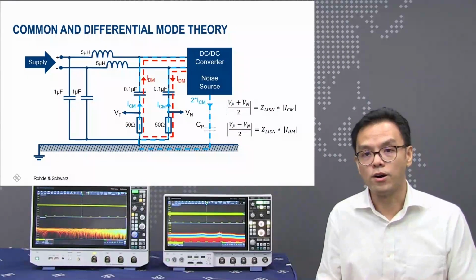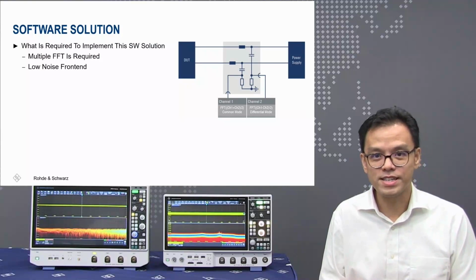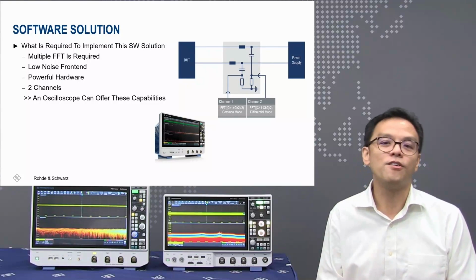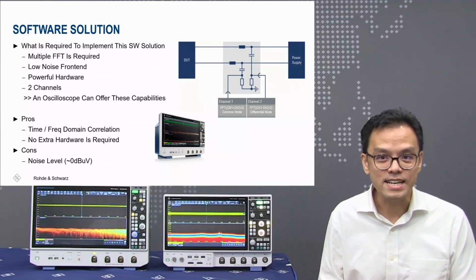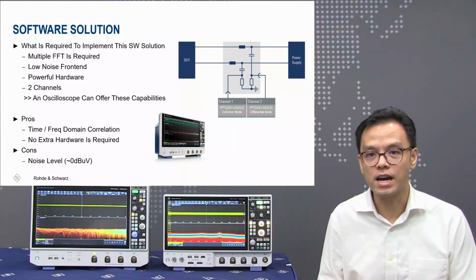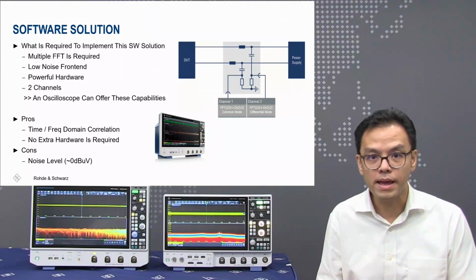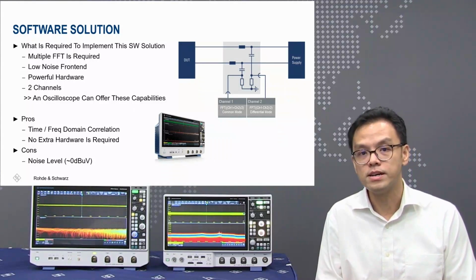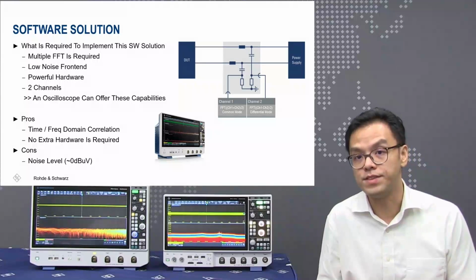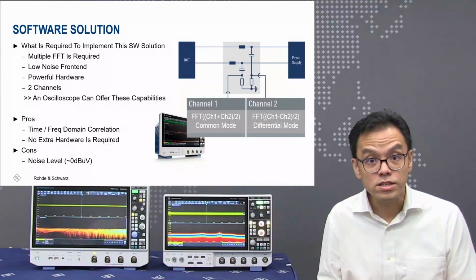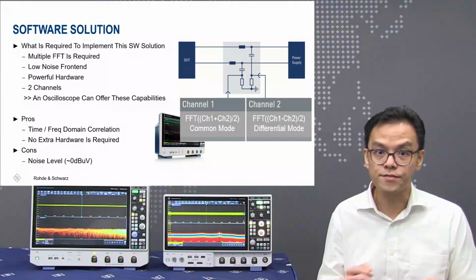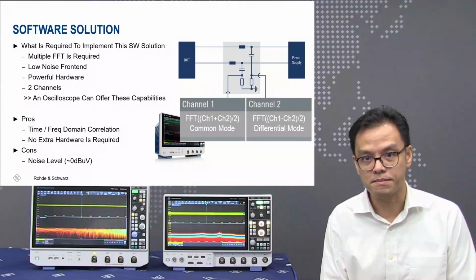So, with an oscilloscope, the key advantage lies in its multi-channel configuration. This allows us to utilize powerful enough hardware to implement the necessary formula by measuring just Vp and Vn, and enables us to deduce both common and differential mode noise at the same time.